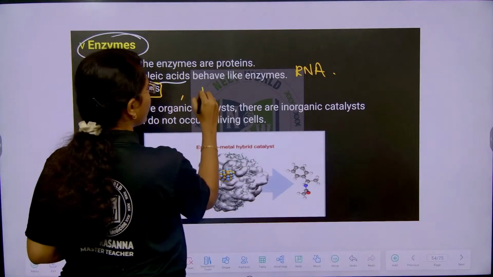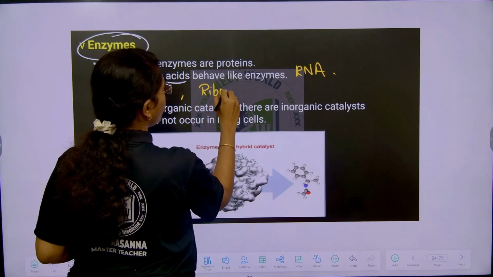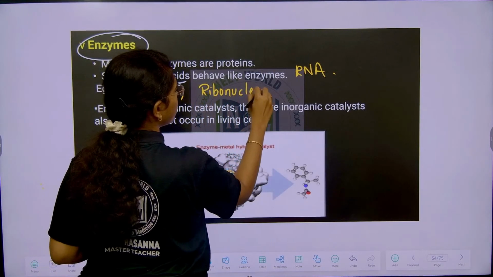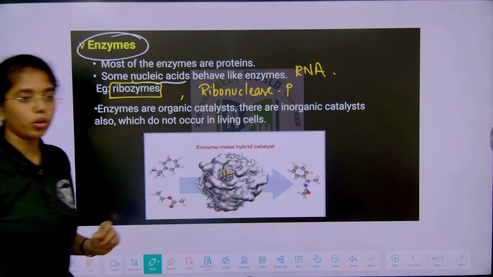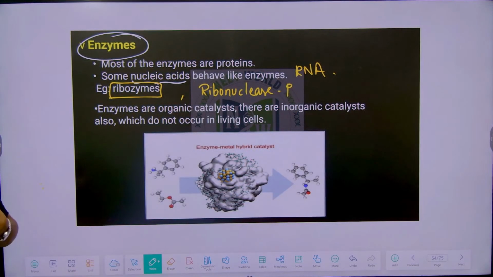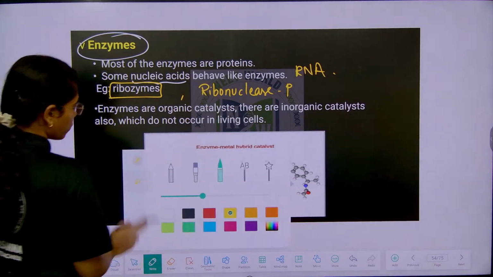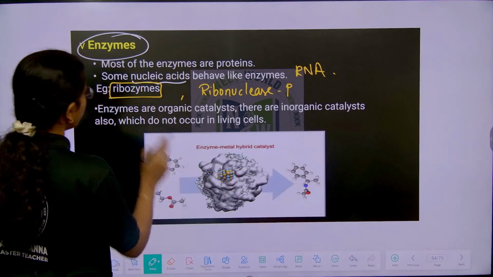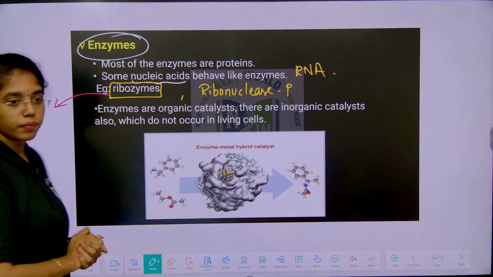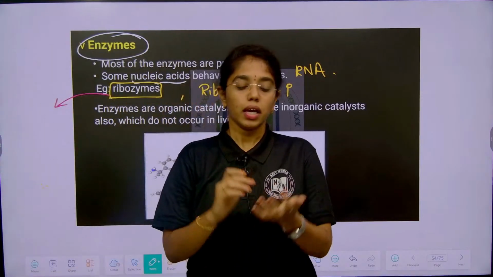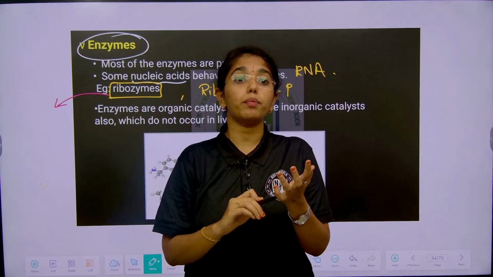Second example I can take is ribonuclease P. Ribonuclease P. Let us recall a few of the functions of this RNA. If you look into the ribozyme, it helps mainly in the peptide bond formation.